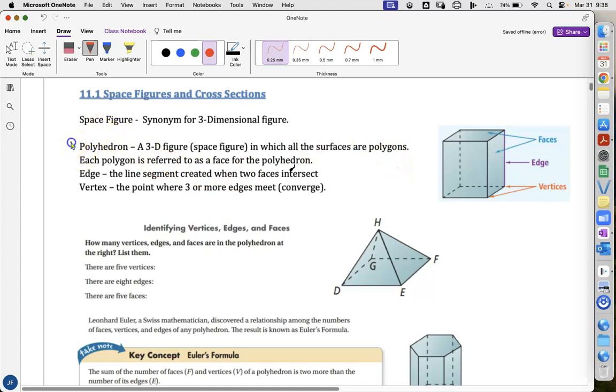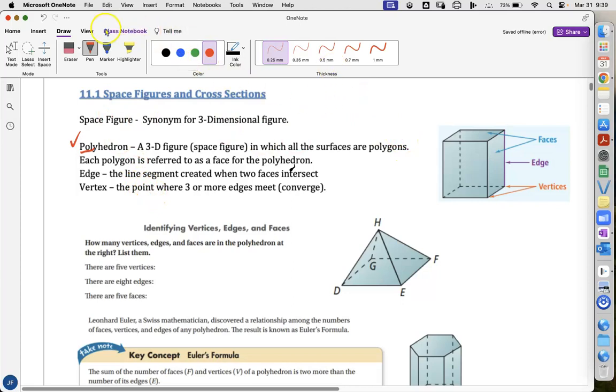The next vocabulary word is a polyhedron. Poly meaning many. Basically it's a 3D figure or space figure in which all surfaces are polygons. And that's pretty much what we're going to deal with in this Euclidean geometry. It says each polygon is referred to as a face of the polyhedron. An edge is the line segment created when two faces intersect.